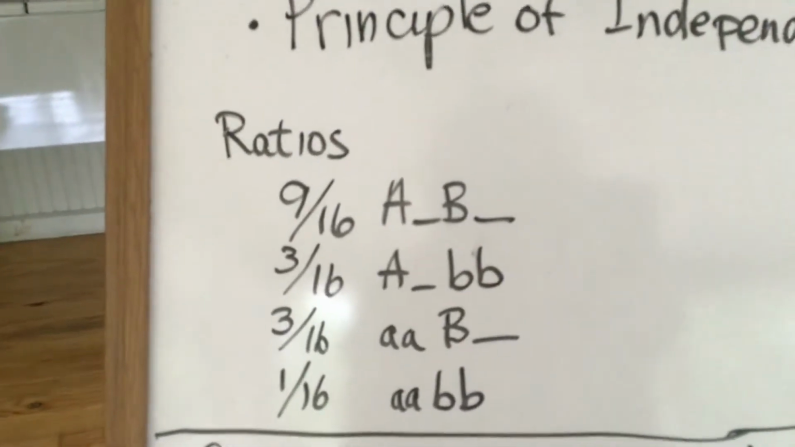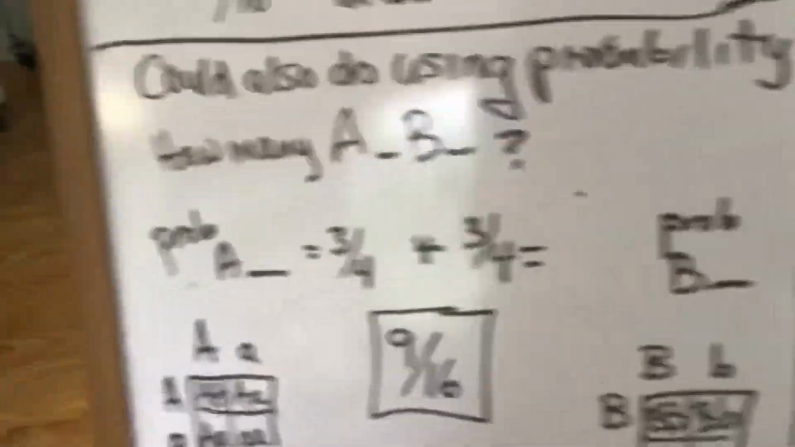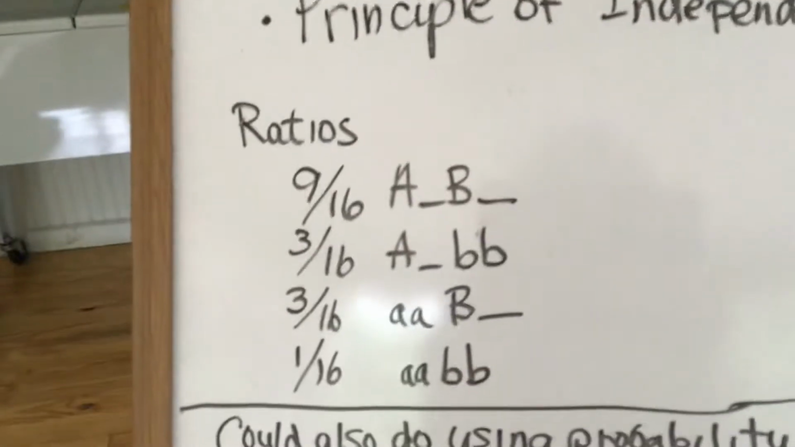I forgot to mention in the first video that the little boxes are called Punnett squares. So that is a Punnett square, and these down here are also Punnett squares. Okay, so we're about to talk about something else.